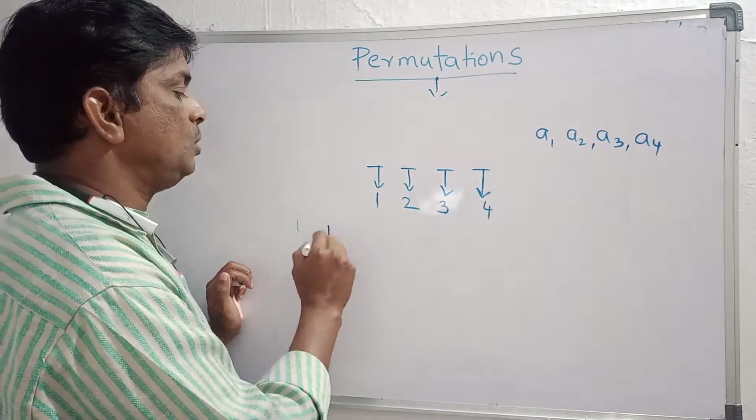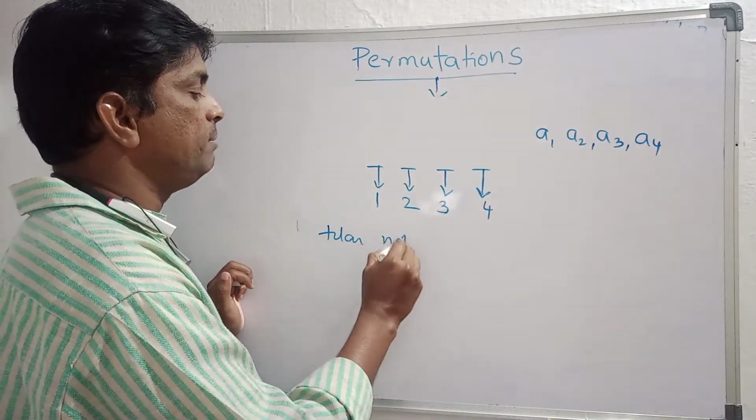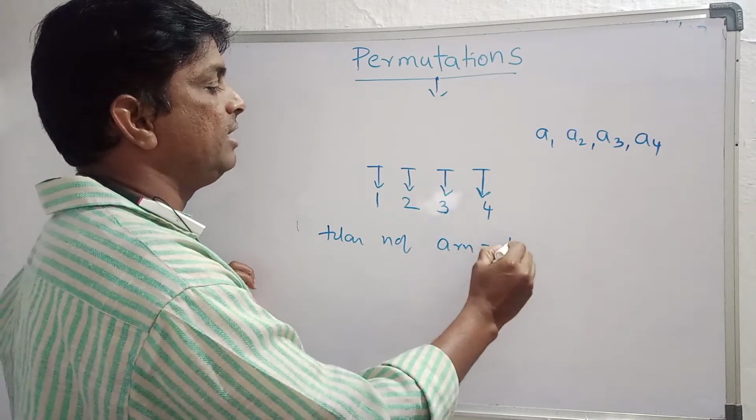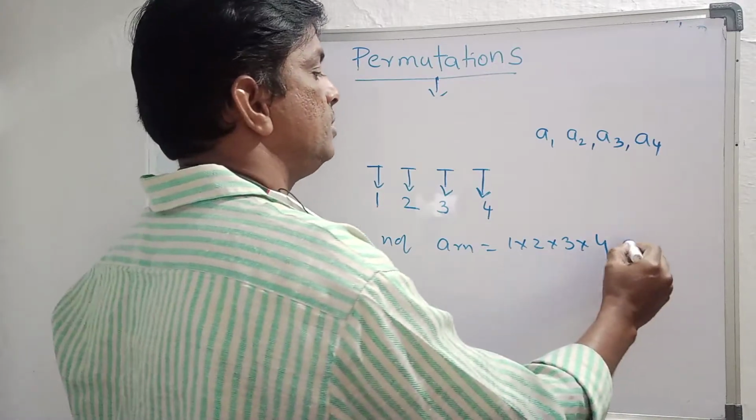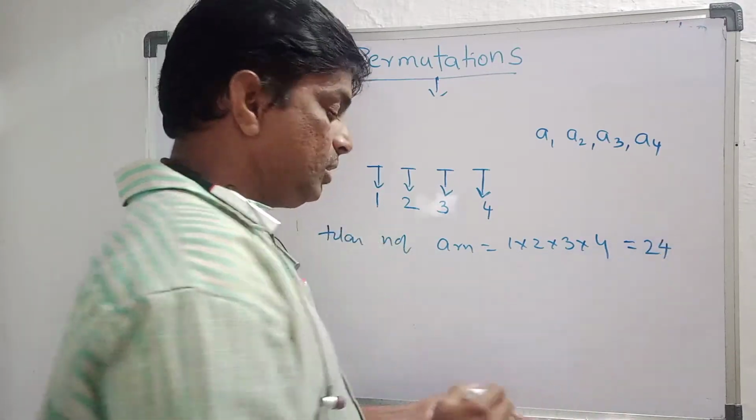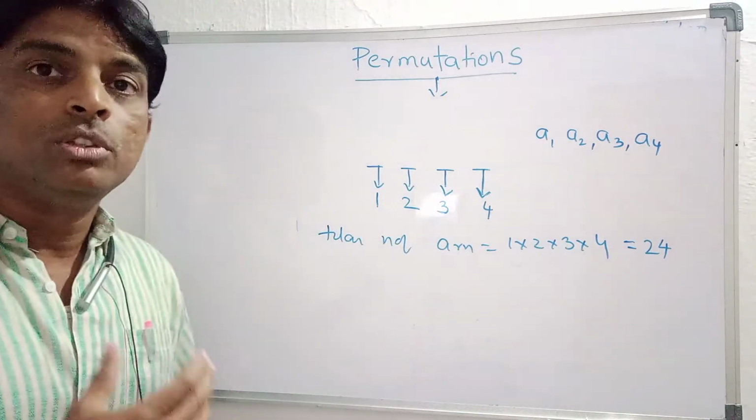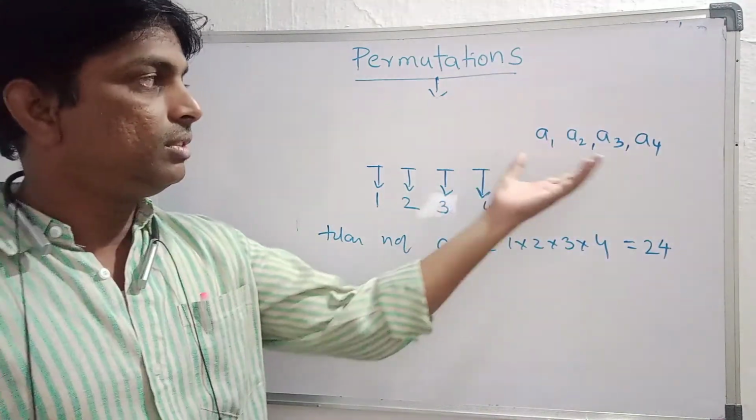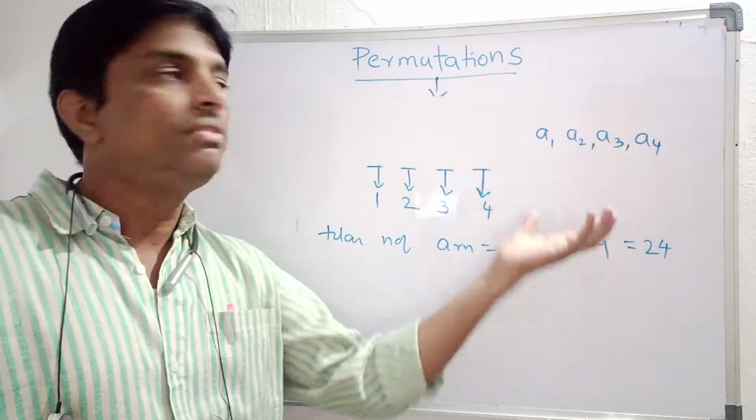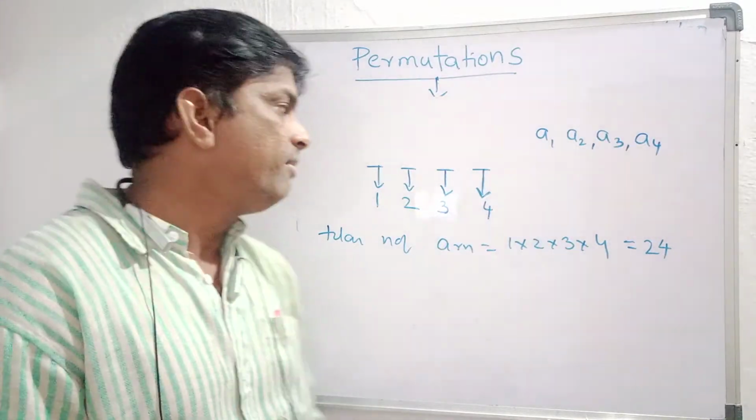So therefore the total number of arrangements are 1 into 2 into 3 into 4. Therefore fourth is a 12, 24. So therefore I'll get total 24 different possible arrangements. So arrangements of standing of these persons.